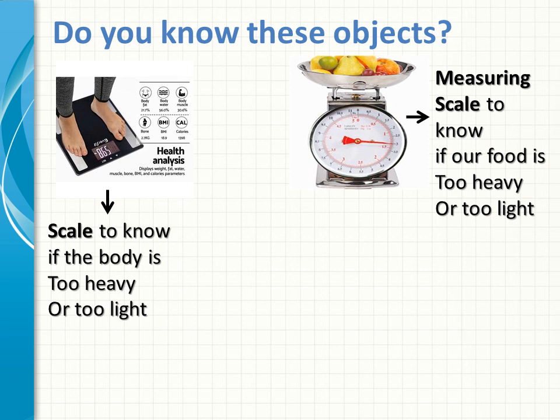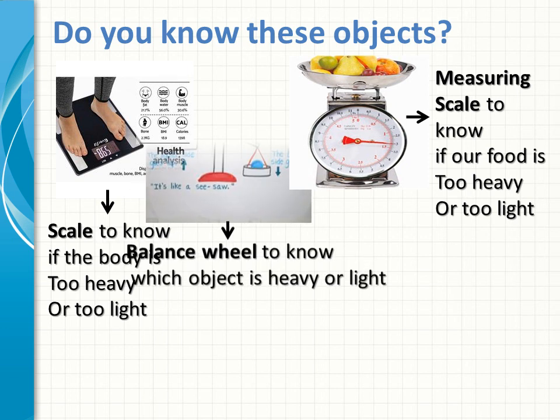If you pick up fruits, you know somebody is always at a particular counter. You take the fruits to the person. After you put it in the plastic bag, the person puts a sticker on it because the person has measured the weight. He puts it on a scale, measures the weight, and then gives it back to you before you take it to the counter to pay. So this is a measuring scale to know if our food is too heavy or too light. You use it to know the mass or the weight of your food.